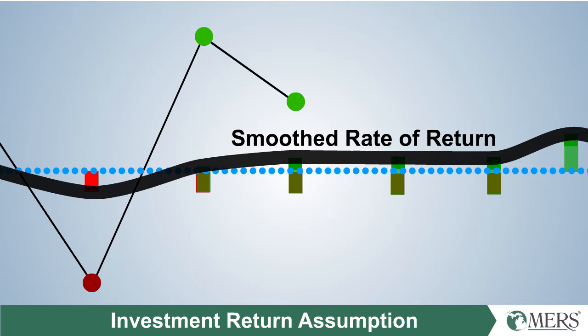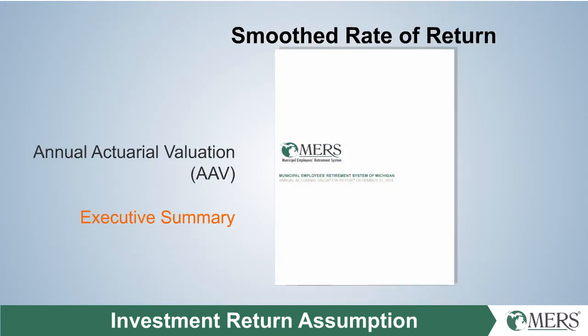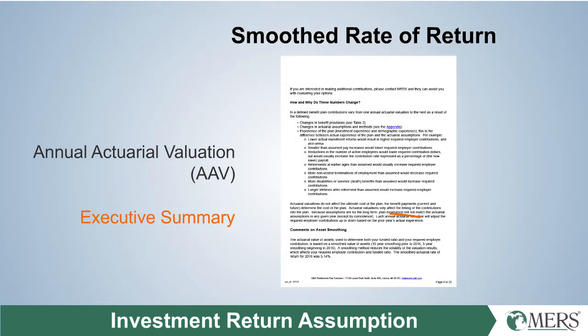Municipalities can find the smoothed rate of return in their annual actuarial valuation report under the comments of the asset smoothing section of the executive summary.